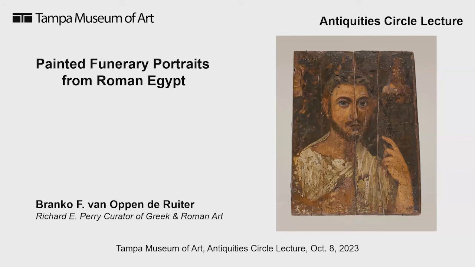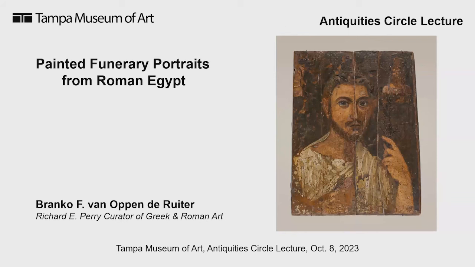I have a great pleasure of talking about a group of objects of which we have one specimen on loan in the museum in our identity exhibition, Identity in the Ancient World, where I felt that a specimen of one of these funerary portraits from Roman Egypt would add to the story about identity, cultural identity, ethnic identity, and many other forms. And so I thought it'd be a good opportunity to talk about that object and that whole group of objects. So that is the topic of my talk today.